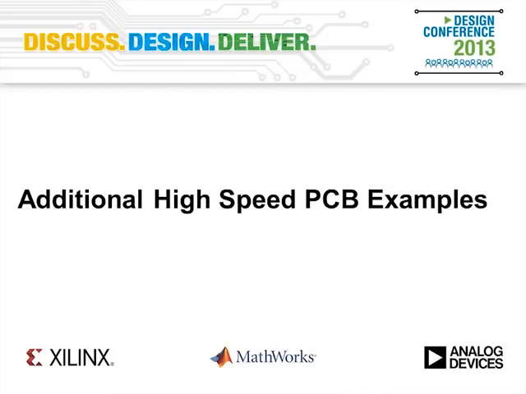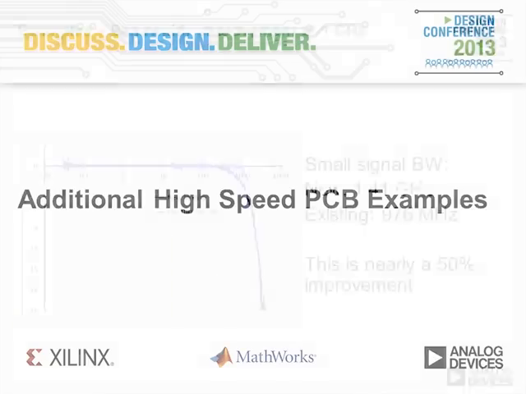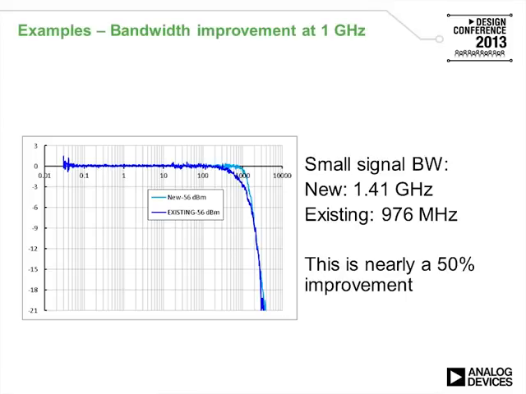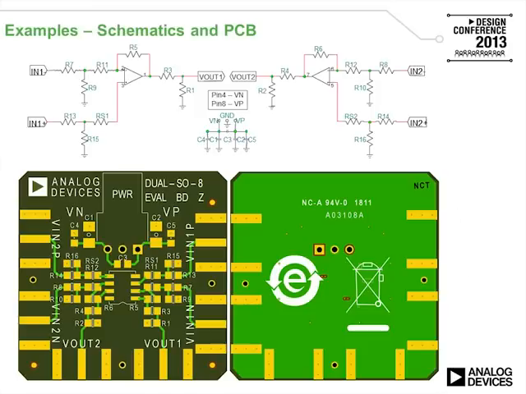Some more high-speed PCB examples. Here's an example of the differential board. Note that the small signal bandwidth of the optimized 6-layer board is 1.41 megahertz. With a 2-layer board with bypass caps, it's only 976. And in linear terms, this is nearly a 50% improvement, which is fairly large.